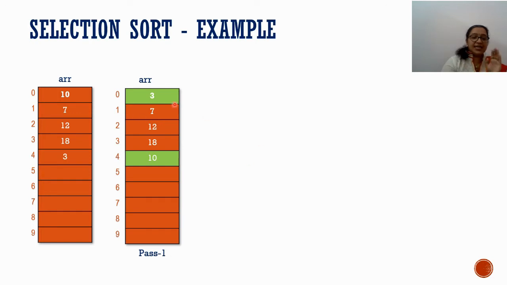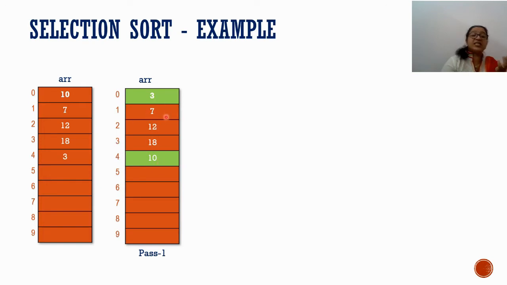Now 3 is in sorted order. The smallest value we got in the first position. Now the next step is what? Again we want to find the least value, the smallest value, from index number 1 onwards. Find out. So here 7, 12, 18 and 10.